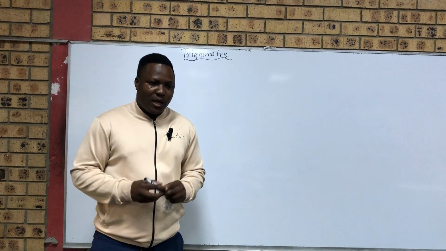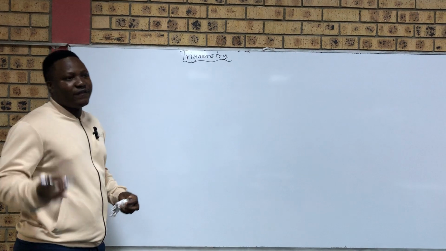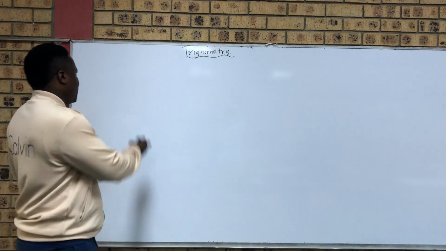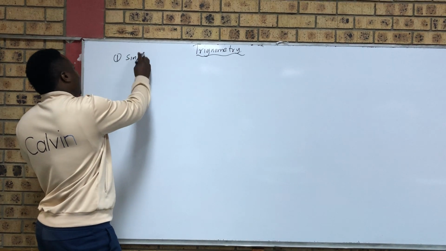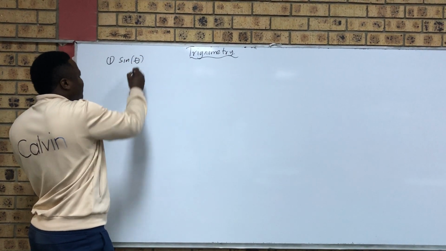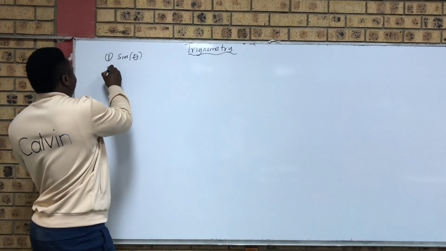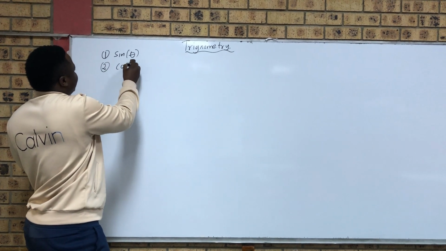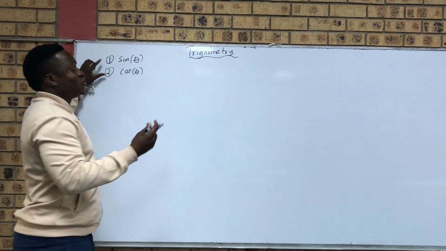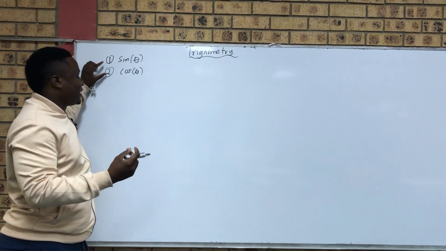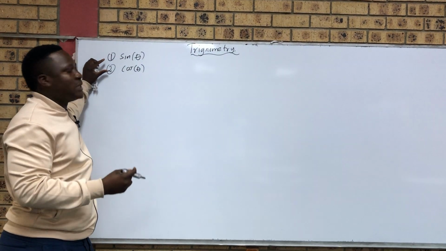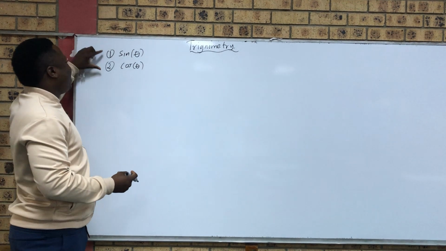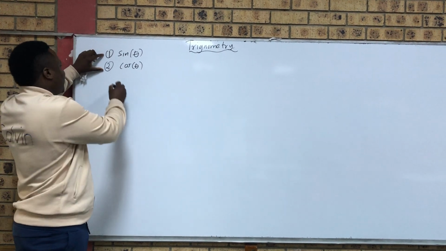So I'm going to name 3 basic functions that you usually know. The first one is sine, of which you can give it any angle, sine of theta, and the second one is cos of theta. These are the 2 basic trig functions. Actually, we do have tan, but tan is made up of these 2. But these are the basic trig functions.